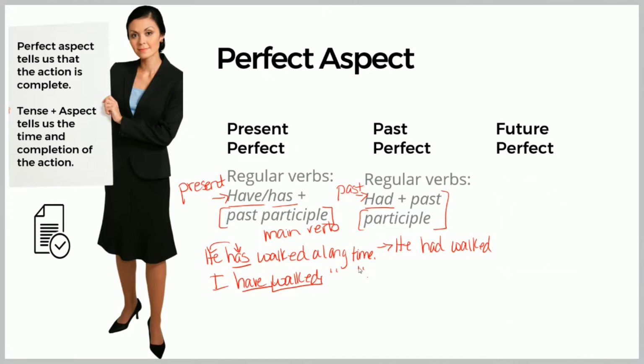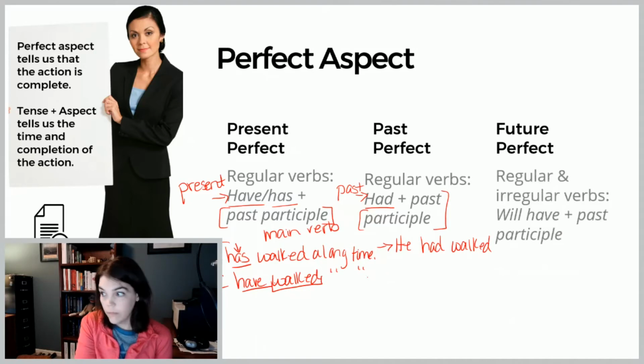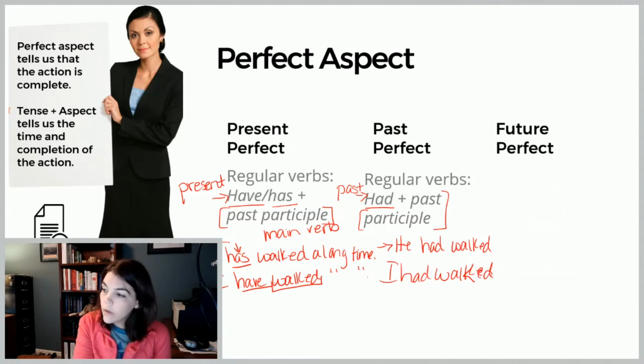Now, here's a question for you. How would past perfect look different if I use I? Would it look any different? So let's try it out. I had walked a long time. He had walked and I had walked. Notice that those are the same in the past perfect. There's no difference in form here. The difference in form happens in the present perfect.